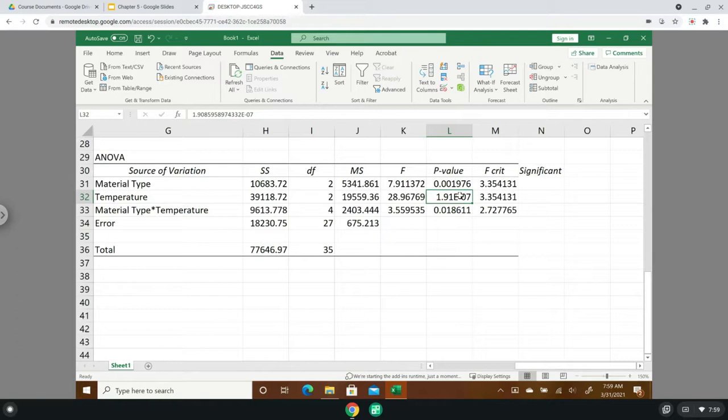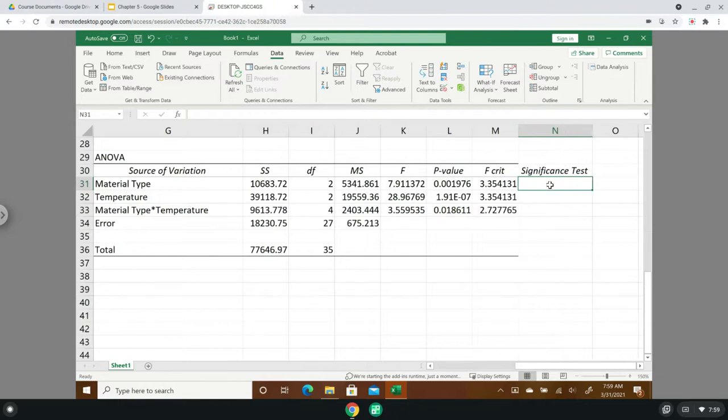It's almost 0, right? So less than 0.05. Again, temperature is, that means significant. And the interaction effect is 0.01. It's less than 0.05 again. So significant.